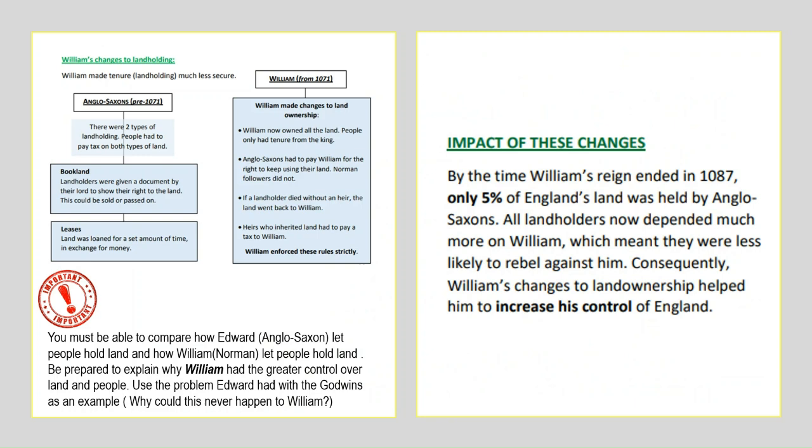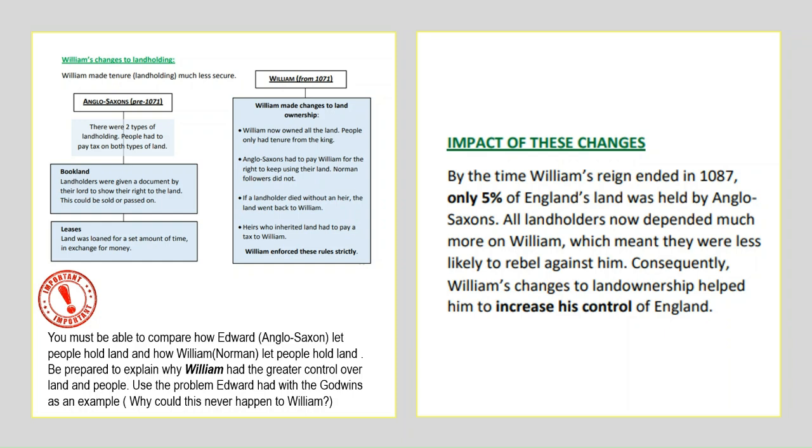Let's find out why. Anglo-Saxons, there were two types of landholding. Either book land, landowners had a document given to them by their lord that showed they had the right to this land and they could pass it on, they owned it. Leases, land was loaned for a set amount of time in exchange for money. What William does is change things around. He says he owns all the land. People were only borrowing it from the king.